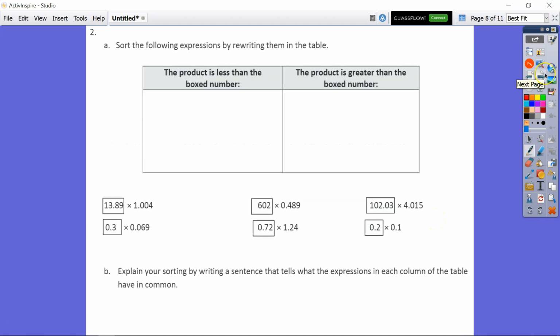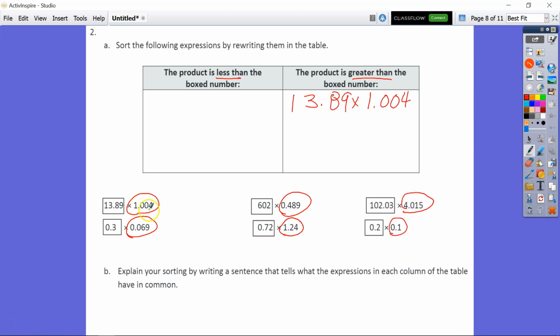Moving on. Same thing like we did before. We're just going to sort. They're telling me to sort the following expressions by rewriting them in the table. And it says the product is less than the box number or the product is greater than the box number. So I know that I'm going to circle all my scaling factors. That's why I think it was lesson 21, our task was to circle our scaling factors so that we can identify those scaling factors. 1 and 4 thousandths is greater than 1, so I'm going to rewrite that expression there.